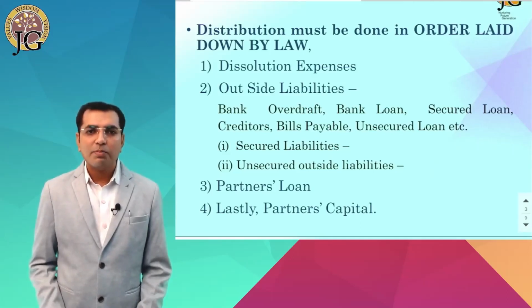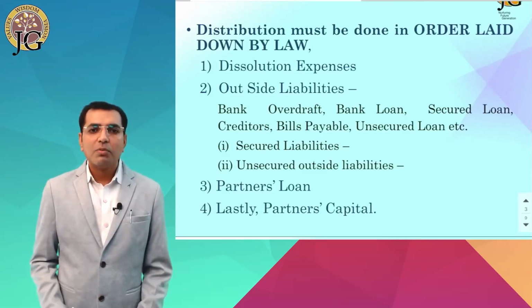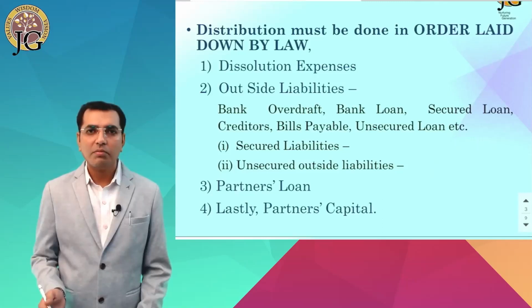Then they have to pay outside liabilities. For outside liabilities, we can say bank overdraft, bank loan, secured loan, creditors, bills payable, unsecured loan, etc. Out of these third party or outside liabilities, the firm must pay secured liabilities first, and then unsecured outside liabilities. If there are more than one secured or unsecured outside liabilities, then the firm must pay them in their liabilities ratio.